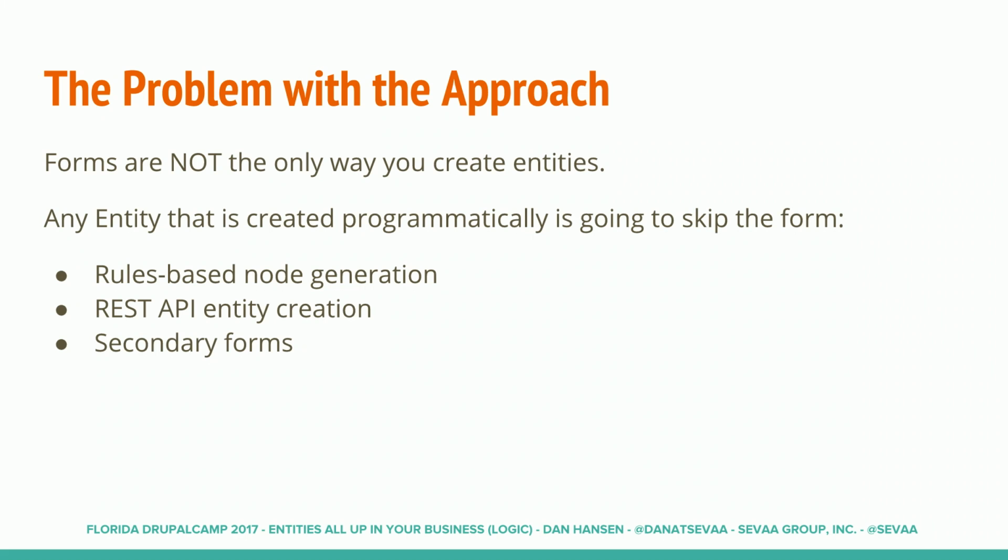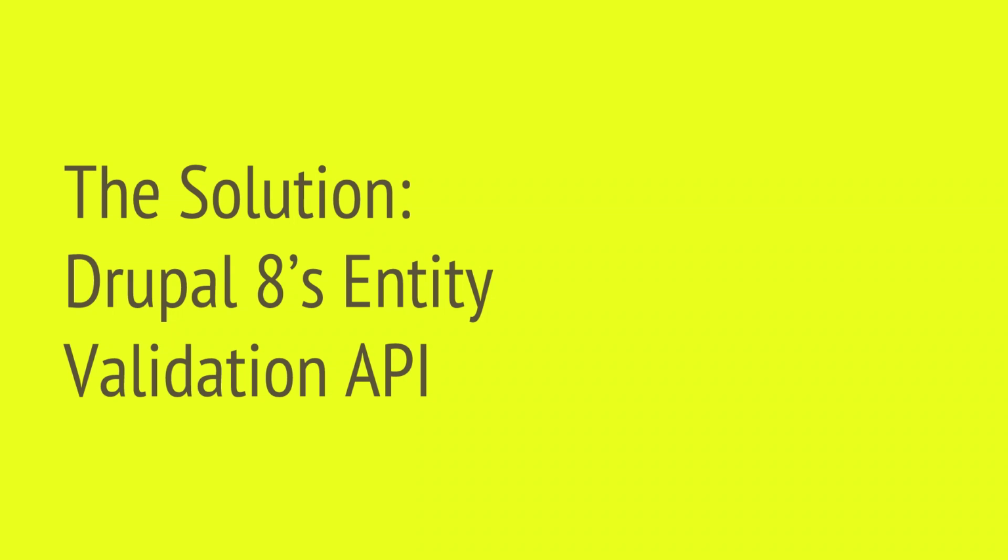Secondary forms. I've had a lot of instances where I've had to make a slimmed down version of a form for an entity, where you have to, again, duplicate that form validation, otherwise you don't get it. So there's a lot of places throughout the older systems where you could just poke holes and basically create an entity without ever having to go through any sort of validation checks, and then end up with these garbage entities. A solution for all that is Drupal 8's Entity Validation API.